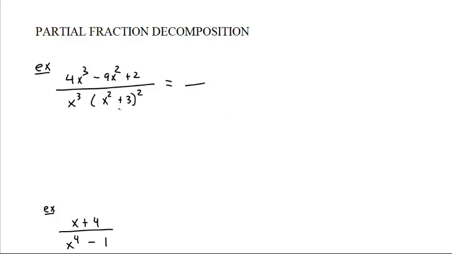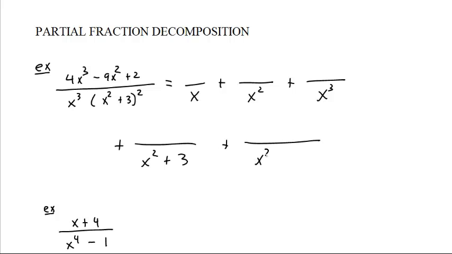So here, we have basically two factors. We have x and we have x squared plus 3. But we have 3 powers of x, so we have to have 1 for x to the 1 power, 1 for x squared, and 1 for x cubed. And we have to have 1 for the x squared plus 3 to the 1 power, and 1 for the x squared plus 3 squared.